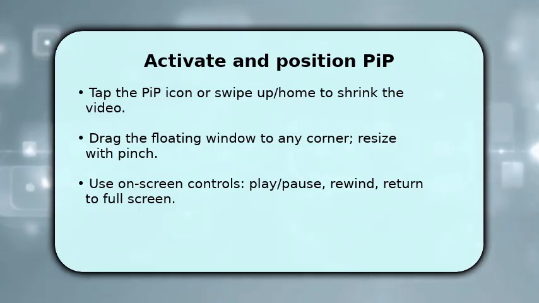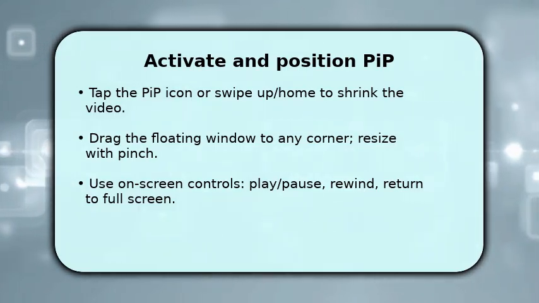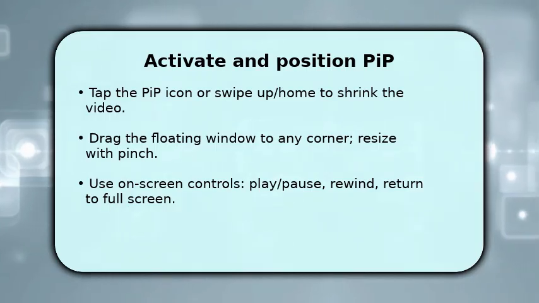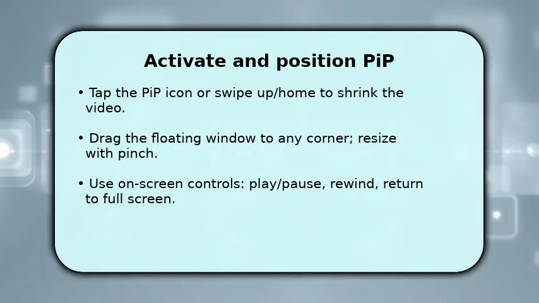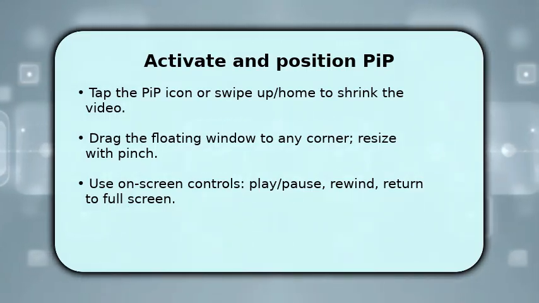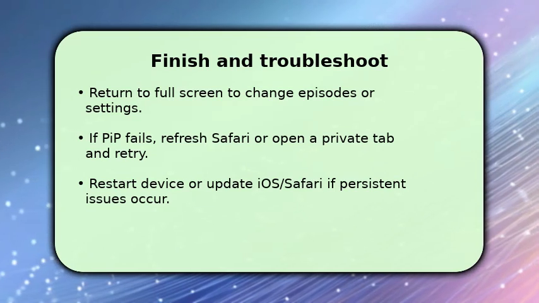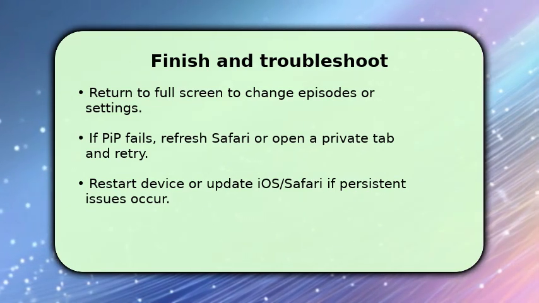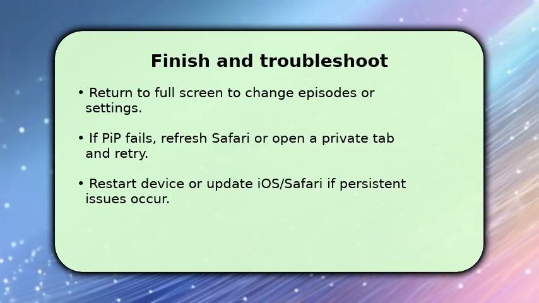Tap the expand arrow to return to full Safari. Make sure subtitles and audio track are correct before moving on, because changing them is easier from the full player. To finish, tap the PiP expand control to return to full-screen Safari when you need episode controls or settings changes.